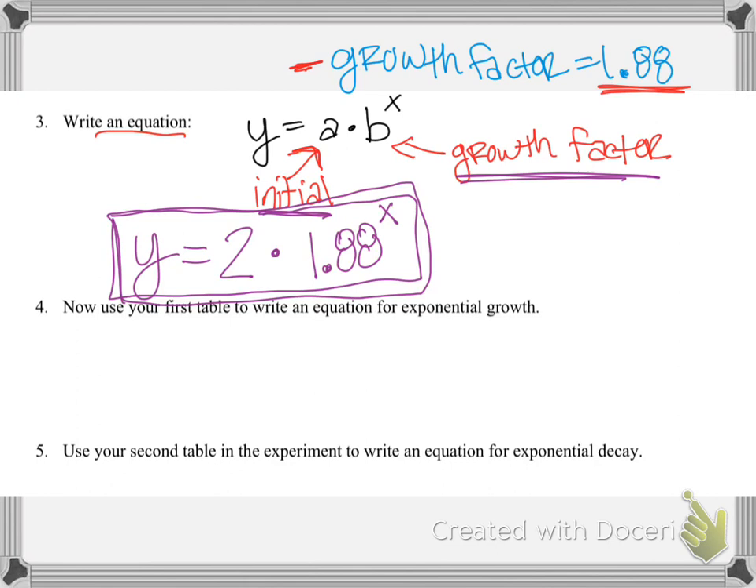What I'm asking you to do for the rest of this paper is go and look at your first trial of the growth and figure out an equation for your exponential growth. And then look at your second experiment with the decay where you were losing coins and create an equation for both of those to finish this assignment.